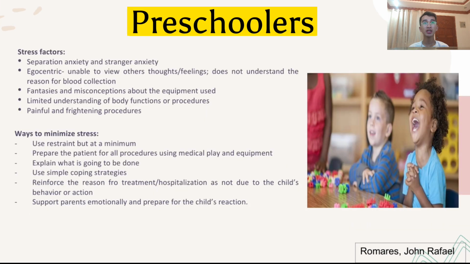Next is preschoolers. A child of 3 or 4 is considered a preschooler. Whether or not the child is attending a formal preschool program, he is no longer a toddler. So the stress factors are separation anxiety and stranger anxiety. Egocentric. What is egocentric? It is being unable to view others' thoughts and feelings, and not understanding the reason for blood collection.